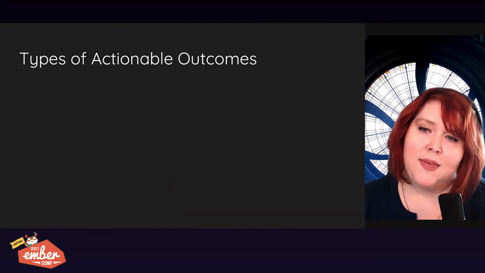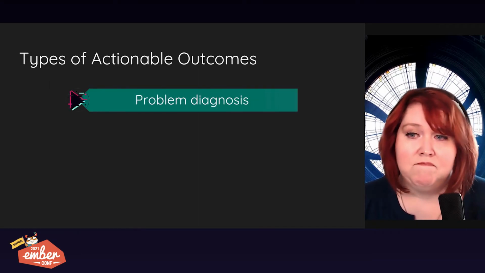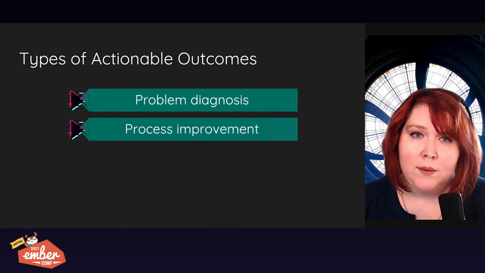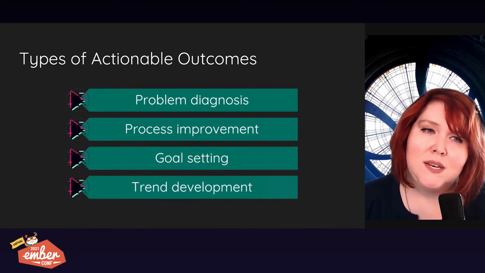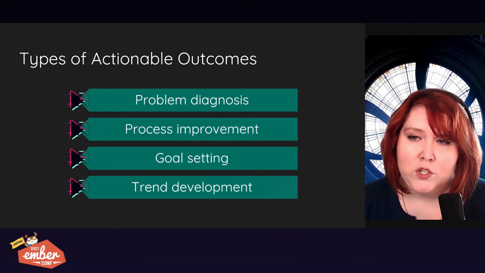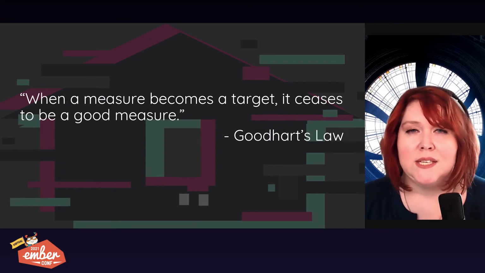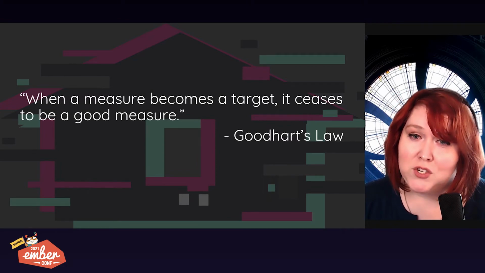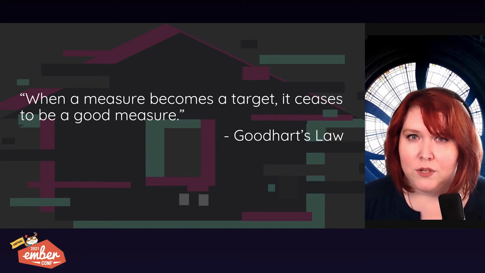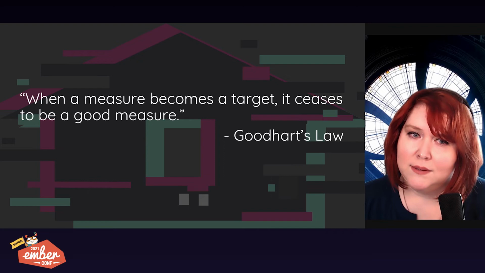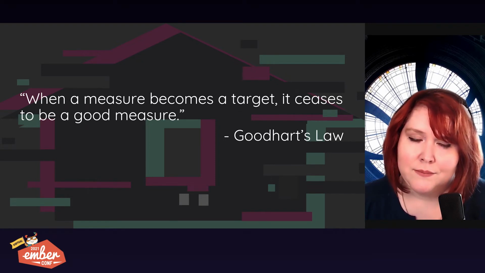But what do we mean when we say actionable outcome? Well, we can diagnose a problem, or improve a process, or set goals, or even observe trends that inform future work. But before I get into the specific metrics I think we should be measuring, I wanted to remind us, metrics themselves should never become the target. We won't reach our goal if we're gaming the system.